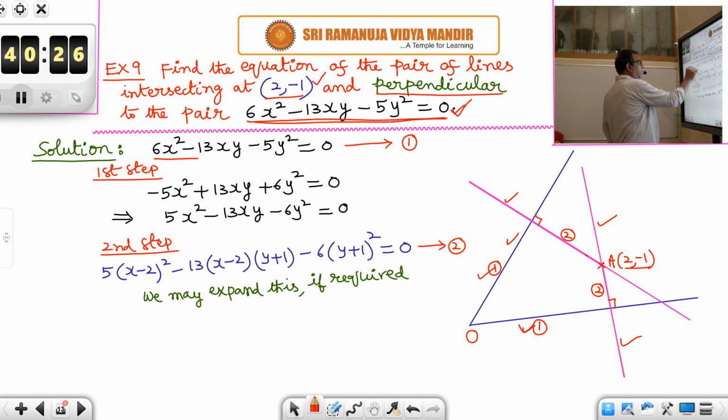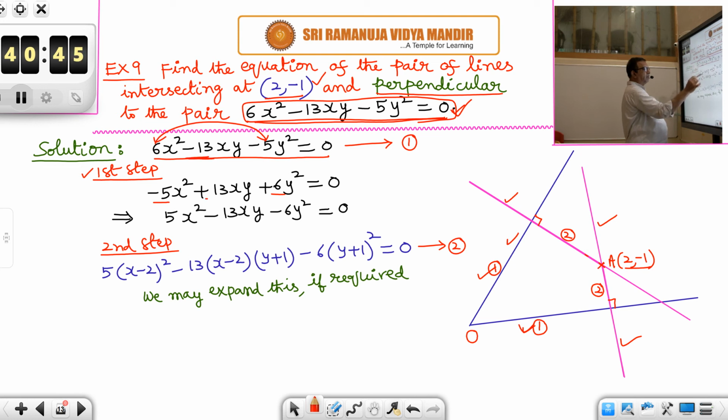So two steps. First I take the original pair of lines given in the question, 6x square minus 13xy minus 5y square. What is the first step? 6 and minus 5 we have to interchange. So minus 5 has come here, 6 has gone there. Next minus 13xy becomes plus 13xy. Starting with minus is not good, so let us multiply by minus 1. So we get 5x square minus 13xy minus 6y square is equal to 0.